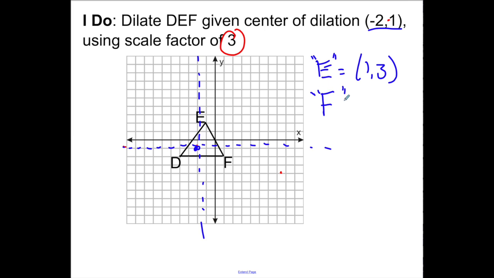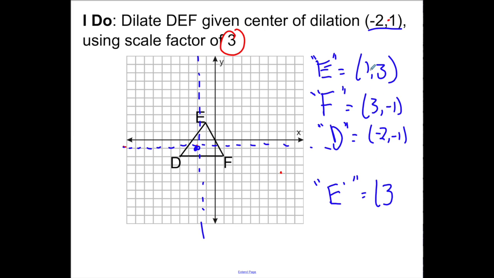Okay? F, in quotes, is going to be 3, -1, because it is 3 units to the right and 1 unit down. Okay? And finally, D is -2, -1. 2 units over and 1 unit down. Now we apply the scale factor. Okay? So E prime, we're going to multiply by 3. So that would give me 3, 9. But 3, 9, if I look at this as my center, is 1, 2, 3, 1, 2, 3, 4, 5, 6, 7, 8, 9. Okay, relative to that point.